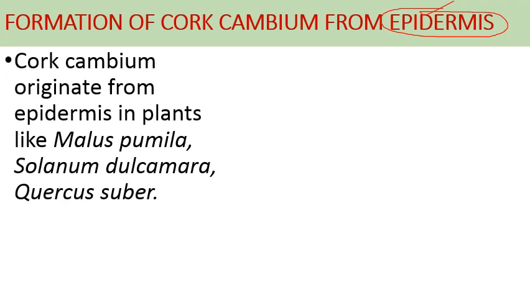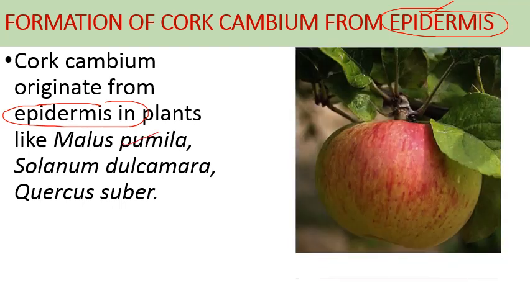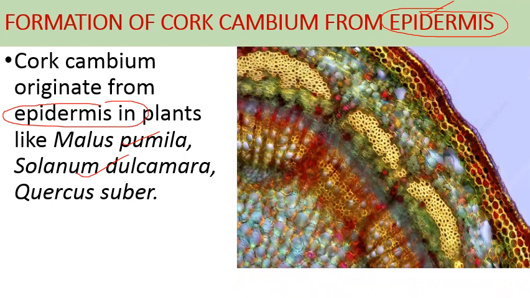Next comes formation of cork cambium from epidermis. So इसमें जो epidermal cells हैं they will give rise to the cork cambium. Cork cambium originates from epidermis in plants like we have Malus pumila, that is apple. इसमें जो epidermal region है वहाँ से cork cambium बनता है. Then we have Solanum dulcamara. This is a section of apple stem. Then we have Quercus suber, which is commonly known as oak tree. So in plants में जो cork cambium बनता है it originates from epidermis.